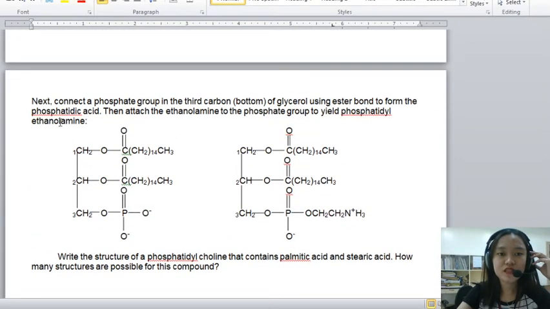After that, connect the phosphate group in the third carbon or bottom of the glycerol using ester bond to form phosphatidic acid. So, after nun, kapag na-connect mo na yung palmitic acid, mag-add ka naman ng phosphate group doon sa third carbon ng glycerol. So, ayan. So, you have your phosphate group. And then lastly, attach the structure of the ethanolamine to the phosphate group. Okay? So, idikit mo na siya. So, tandaan class, always lang magtanggal ng water molecule to form this structure.